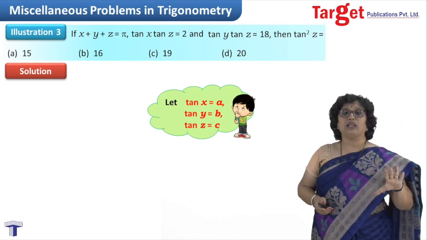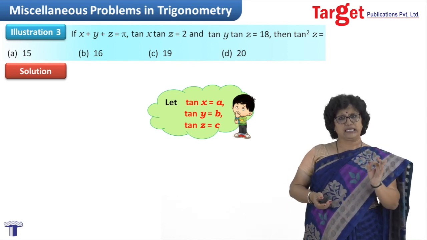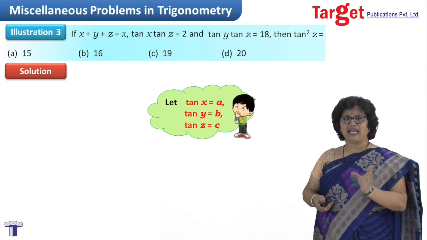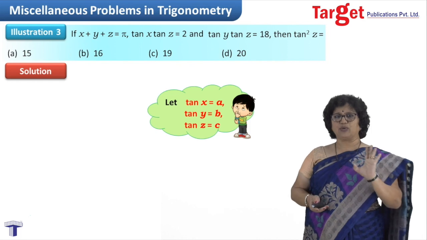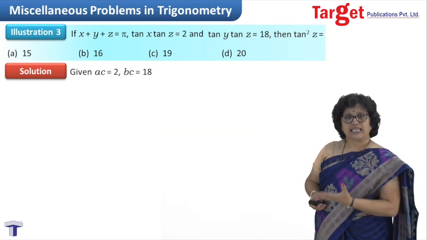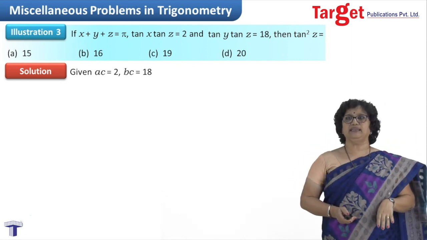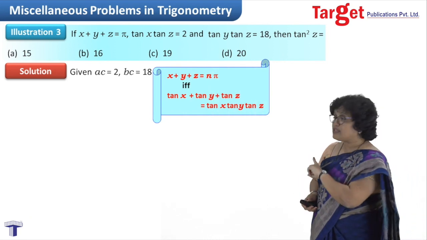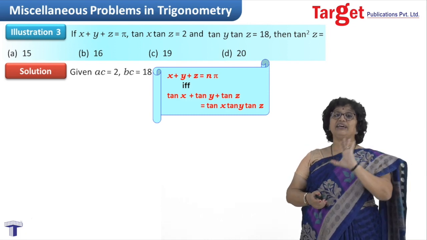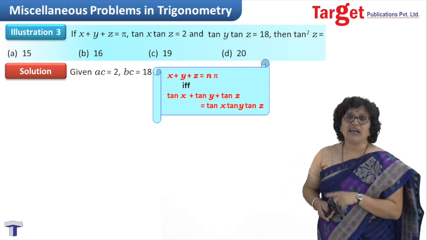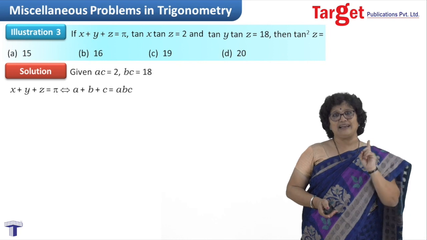Now, instead of writing tan x, tan y, tan z every time, I prefer to write in terms of A, B, C. I name tan x as A, tan y as B, and tan z as C, only for convenience. If you want, you can continue with the quantities tan x, tan y also. If I name them as A, B, C, then what I am given is AC equal to 2 and BC equal to 18. And we have just mentioned that I know the result tan x plus tan y plus tan z equal to tan x tan y tan z whenever x plus y plus z is n pi. So from here, A plus B plus C is ABC if x plus y plus z is pi.